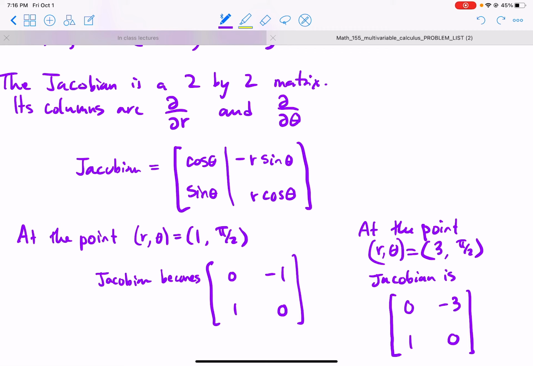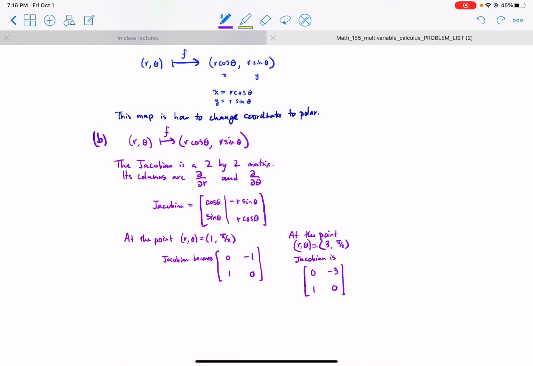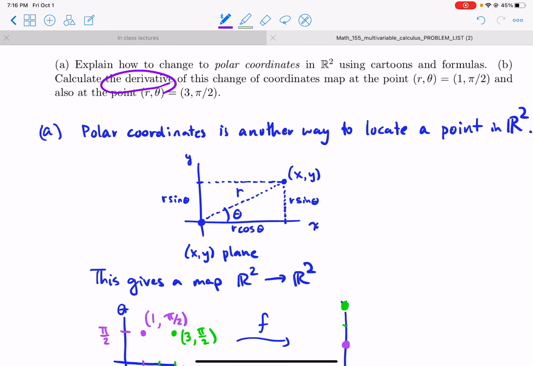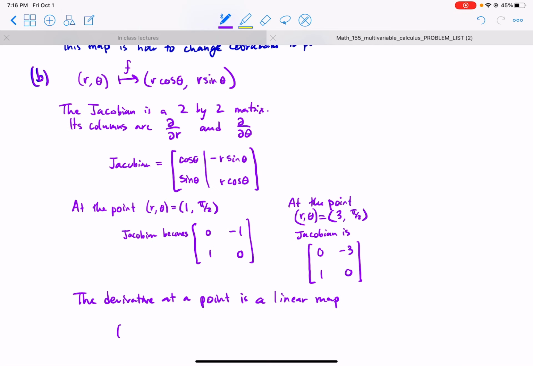Okay, great. And now, I think that's the data I need, but it asked me to calculate the derivative, and the derivative is a map. So the derivative at a point is a linear map. So because the inputs are R2 and the outputs are R2, we will have two components and we will send them to a linear combination of these basis vectors.